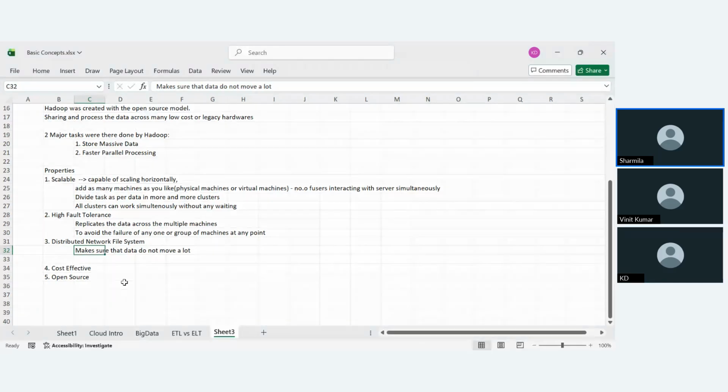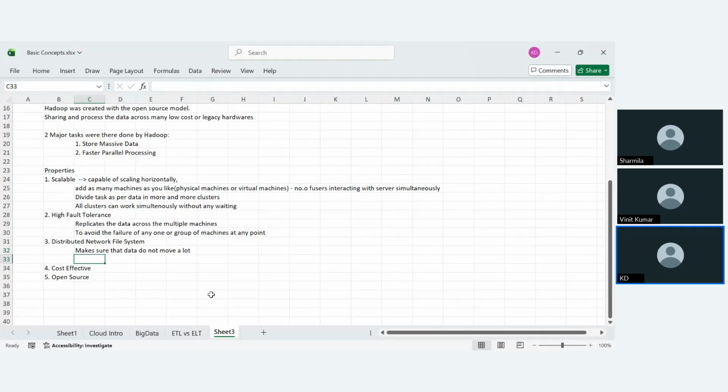So instead of carrying the data every time to the process, the system ensures that the process will go to the data, because movement of data is costly, right? Data can be, let's say, 5 GB or 10 GB, or 25 GB in size. Whatever the data size is, data movement is costly, but process movement is not costly, right?